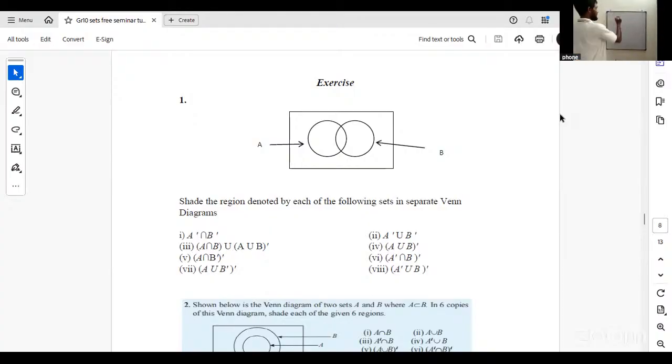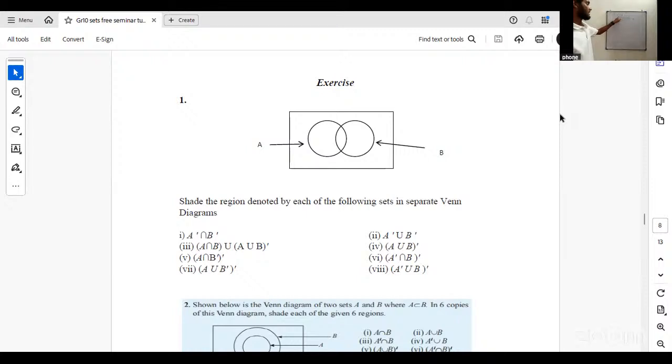A dash intersecting B dash. We have A and B. A dash means the region which does not belong to A. So this doesn't belong to A, and this doesn't belong to A. B dash means the region which does not belong to B. This does not belong to B, this does not belong to B.